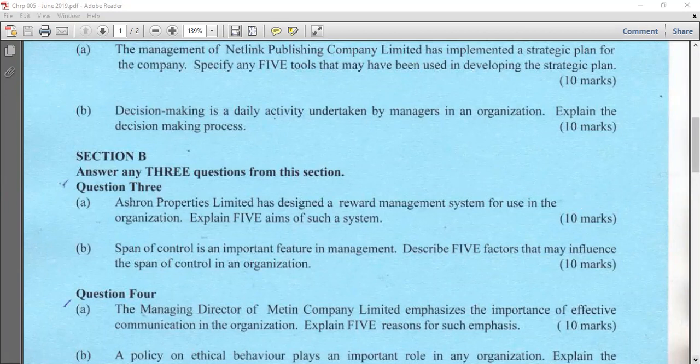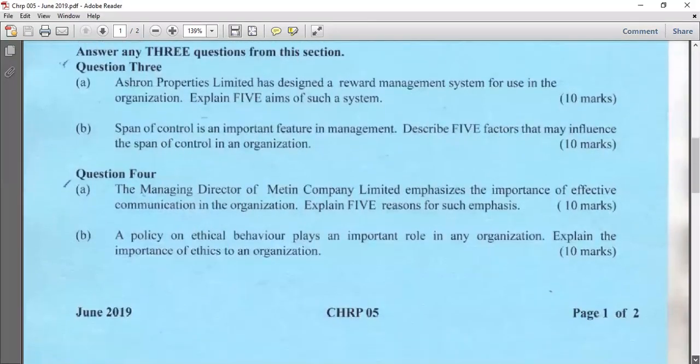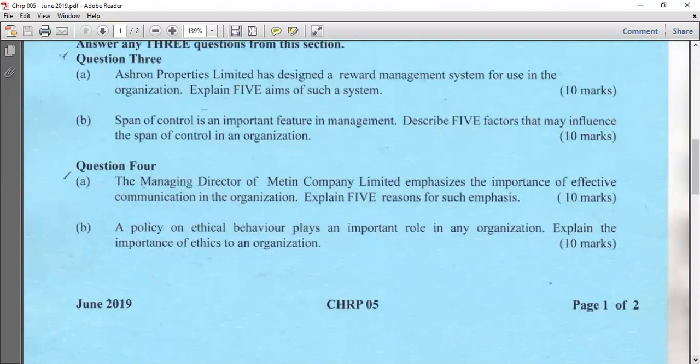Decision-making process. Question 3A, let us try to be a bit fast. Read. Ashron Properties Limited has designed a reward management system for use in the organization. Explain 5 aims of such a system. A system that you want to use to reward employees. What are the 5 aims of introducing a reward management system in an organization?